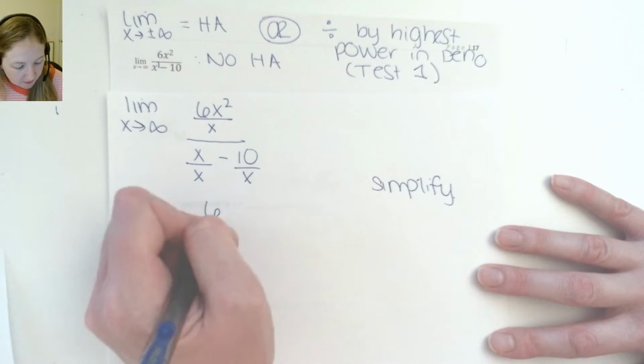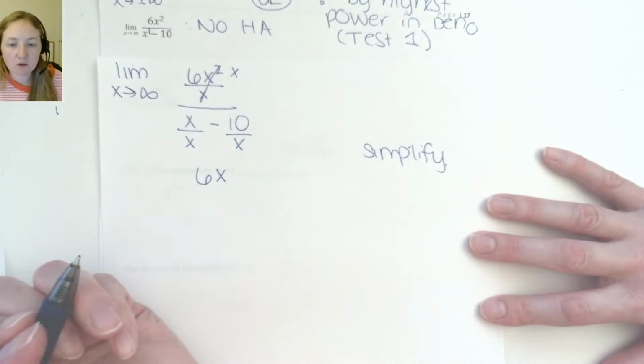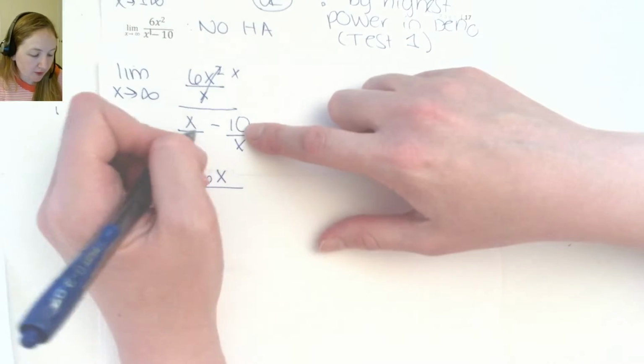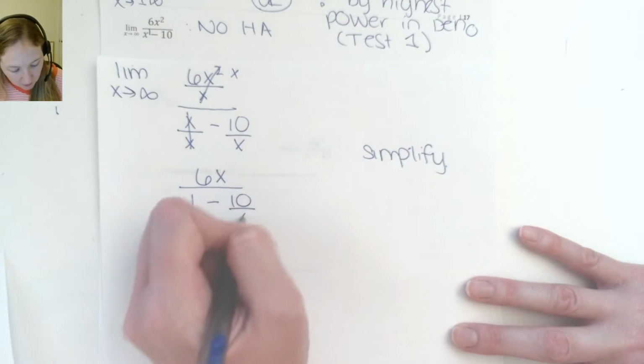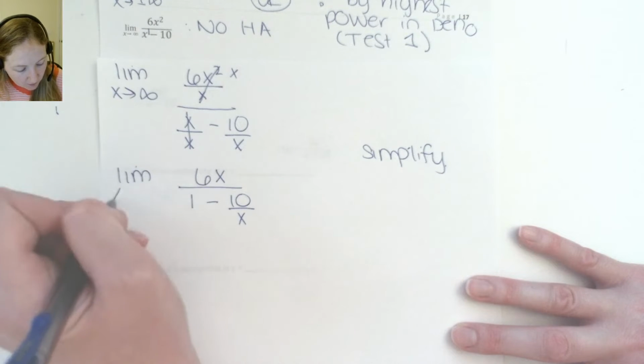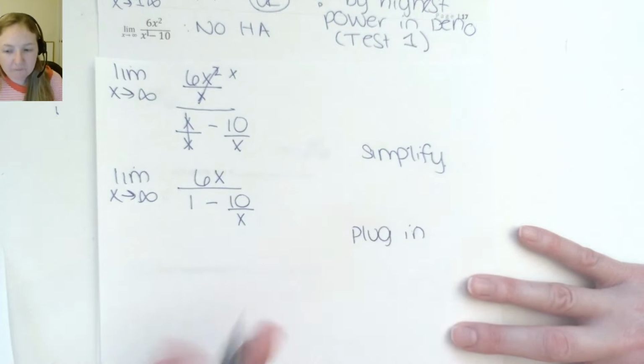So that's going to give us 6. The x squared over x will just give us an x in the numerator. In the denominator, x over x goes to 1, and then minus 10 over x. And then from there, we would plug in the infinity.